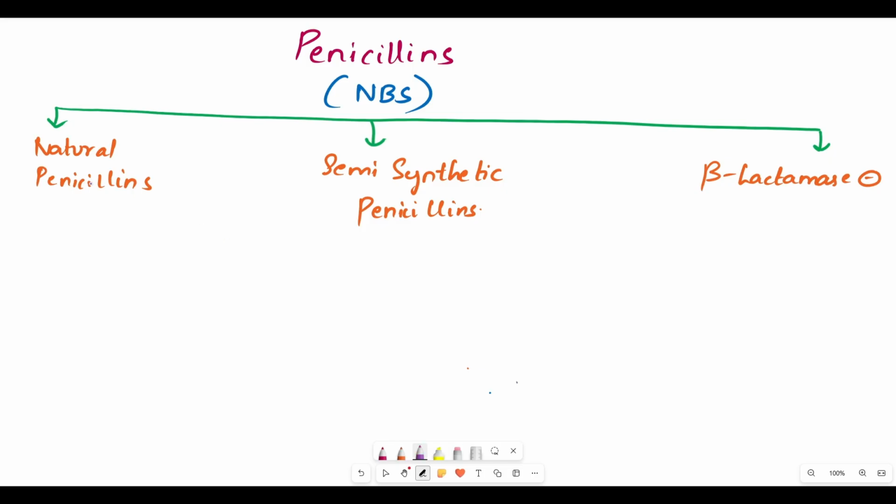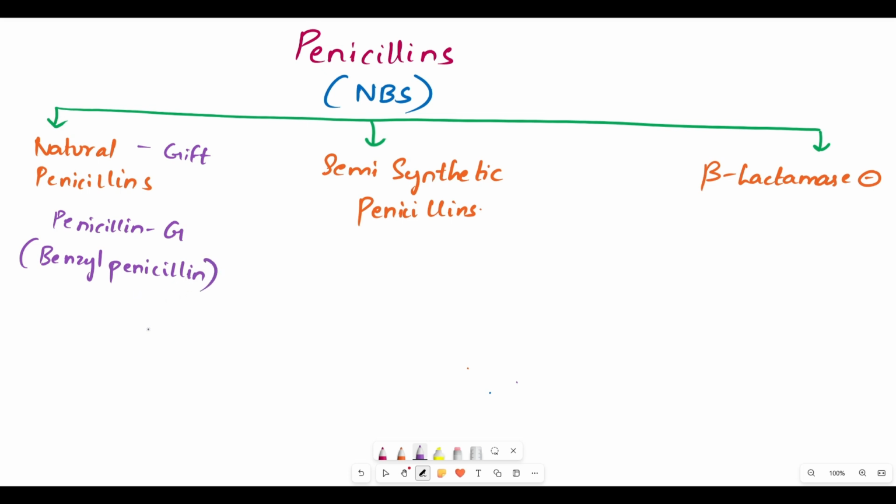Now coming back to the first class, natural penicillins, here just remember one simple thing, that there is a natural gift. Remember it as a natural gift. That means in this you will only have one penicillin, that is penicillin G. So penicillin G is the only example under natural penicillins, and penicillin G is also called benzyl penicillin.